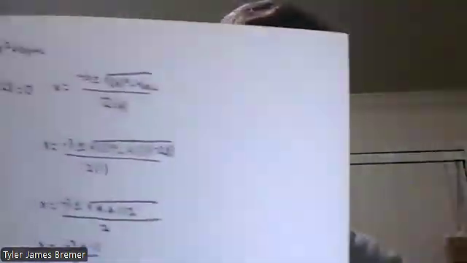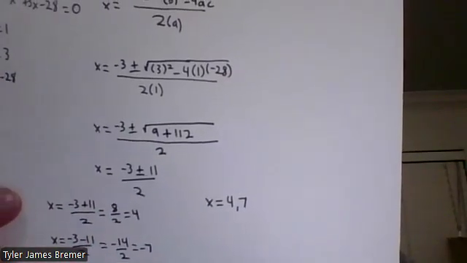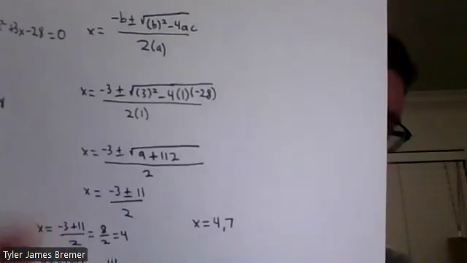So in doing that, negative 3 plus 11 equals 8 over 2 equals 4. 8 divided by 2 is 4. Then doing the next one, negative 3 minus 11 equals negative 14 over 2. Negative 14 divided by 2 equals negative 7. So our solutions here are x equals 4 and negative 7. There we go. So we plugged it in right there, and then got the solutions here.